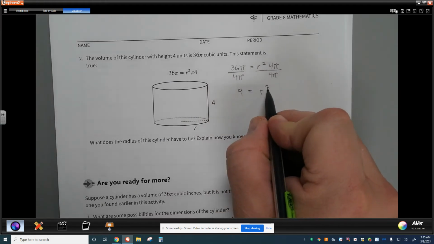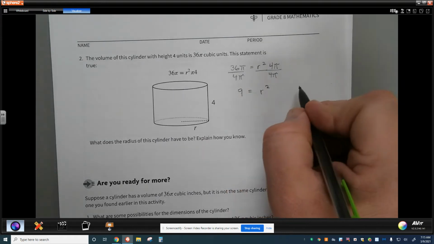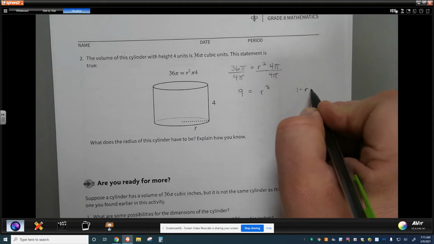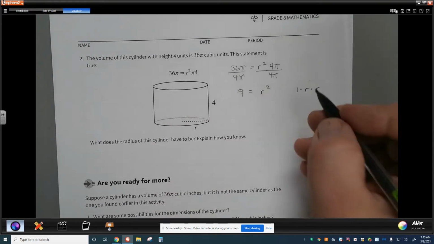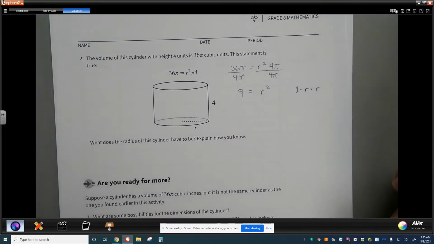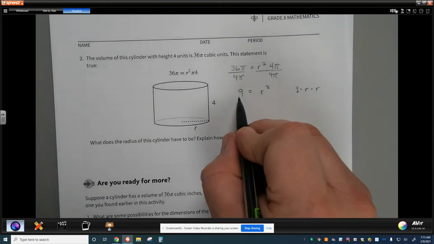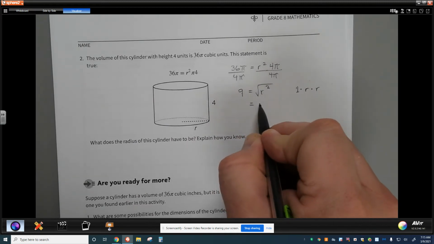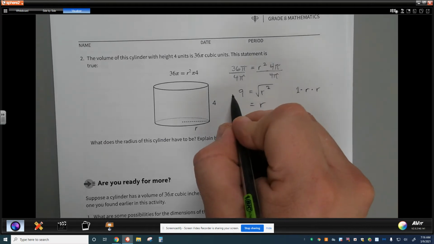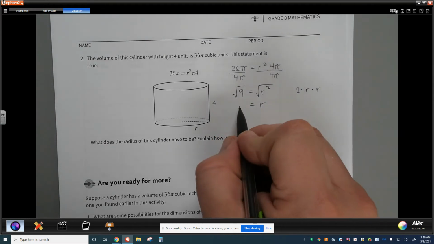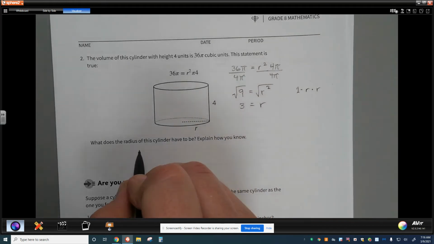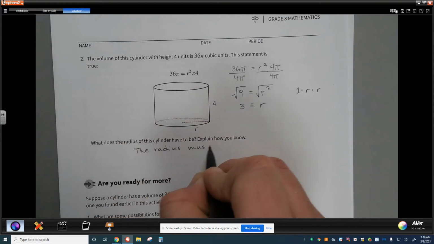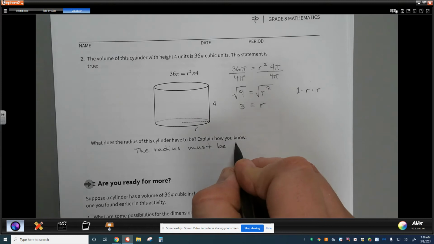By understanding that the radius squared means radius times radius, I know, again, that might be a little bit odd, but we're going to get to that in the next couple of units. What I'm looking for is one single number that can be multiplied by itself to give me 9. To find this and to get r by itself, I need to take the square root of this value. And likewise with the property of equality, take the square root of the left side and I get 3. So we would have to say the radius must be 3 units.